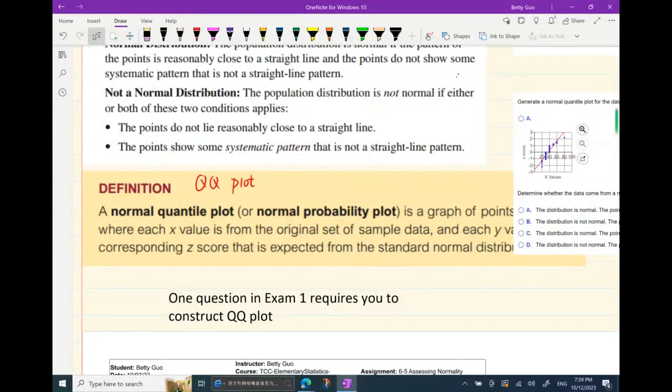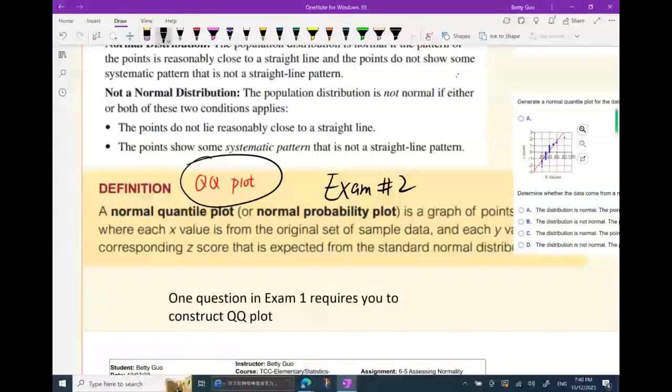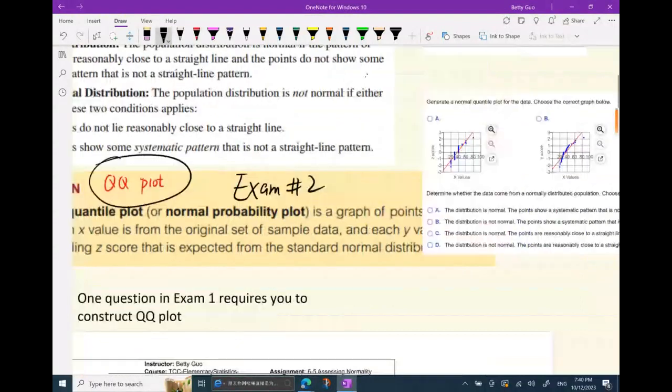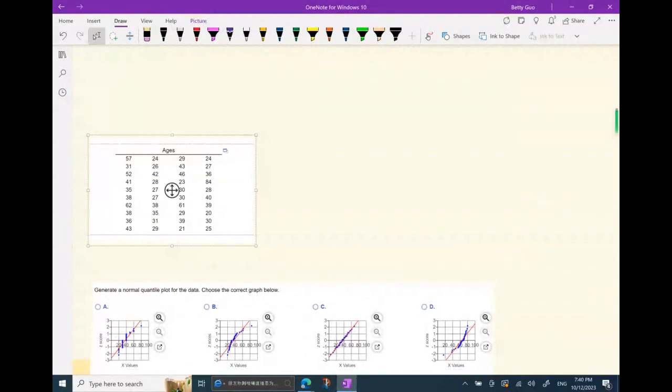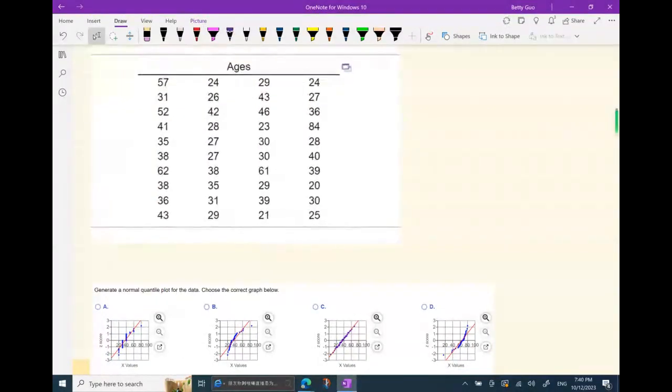Also, your exam 2 has one question that requires you to construct the QQ plot on your own using technology, and then determine or assess the normality. So we are going to spend time on that, okay? I just found a question pretty close to the question you're going to see on the test.